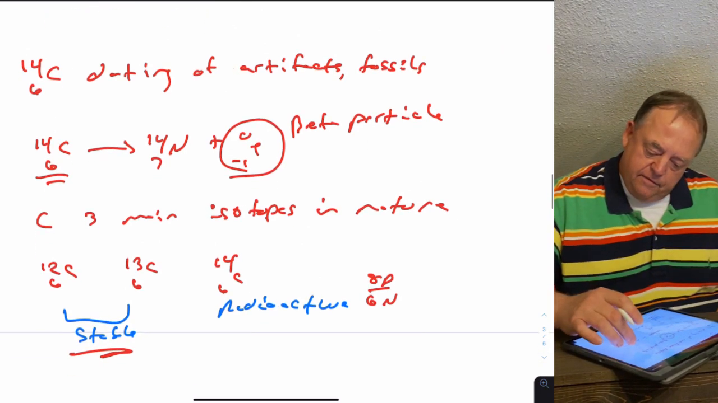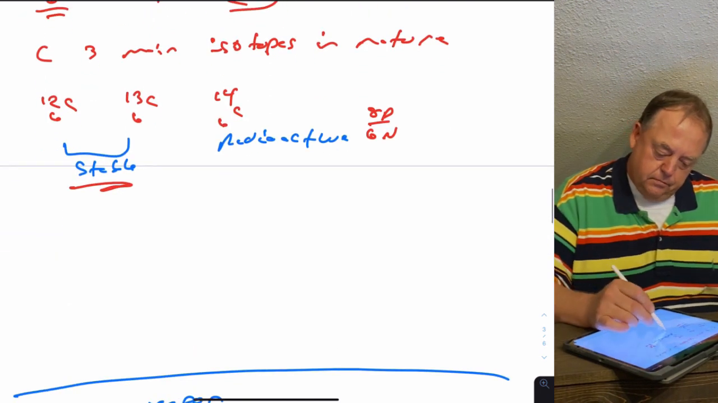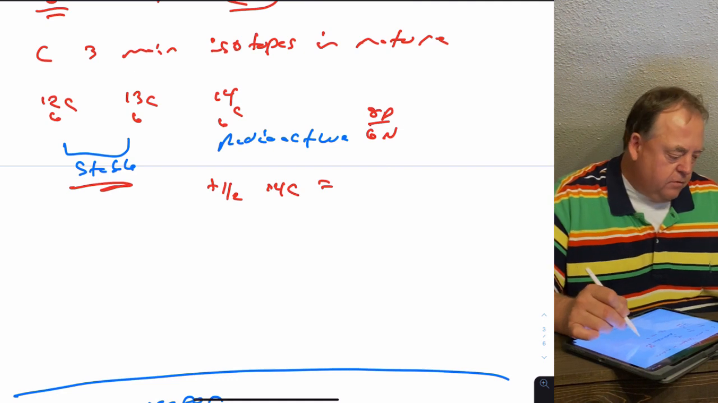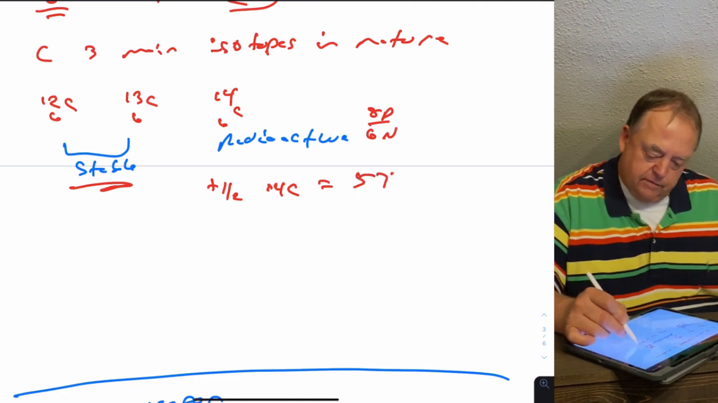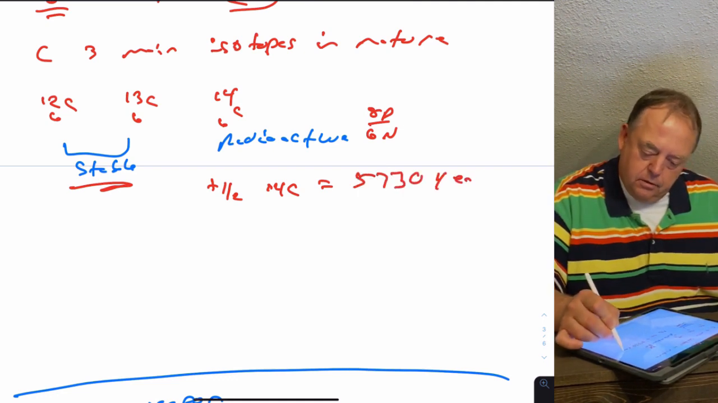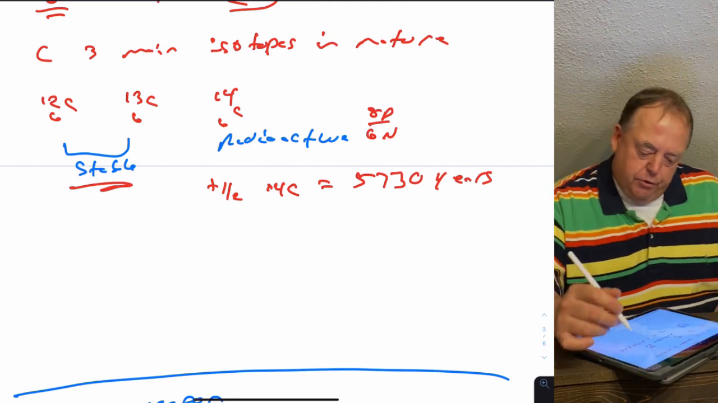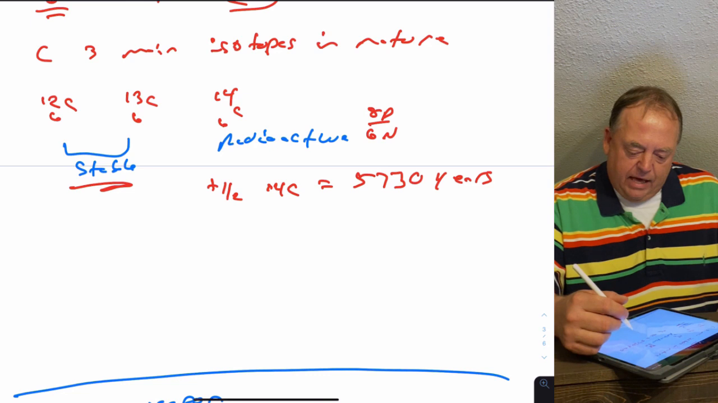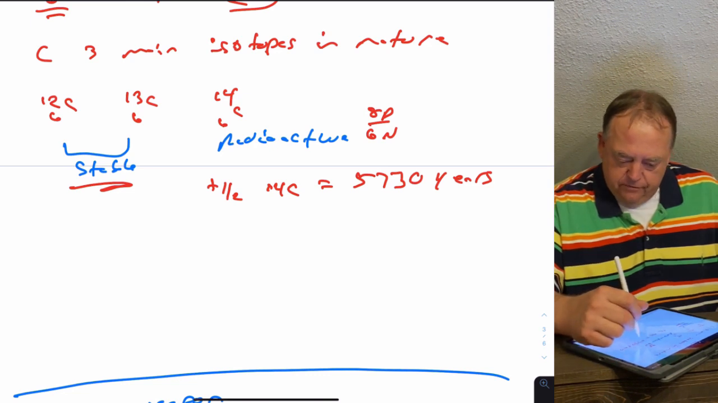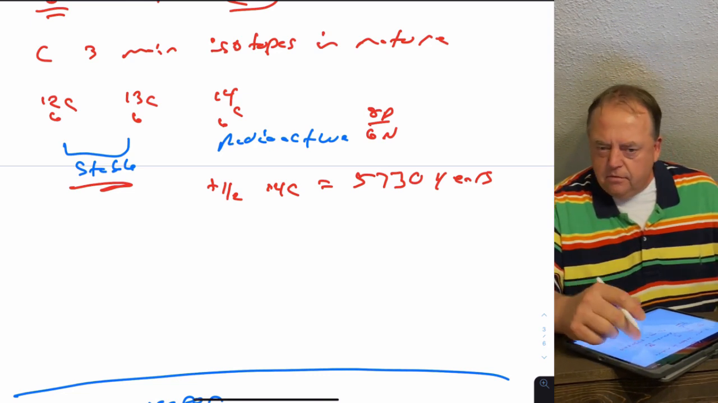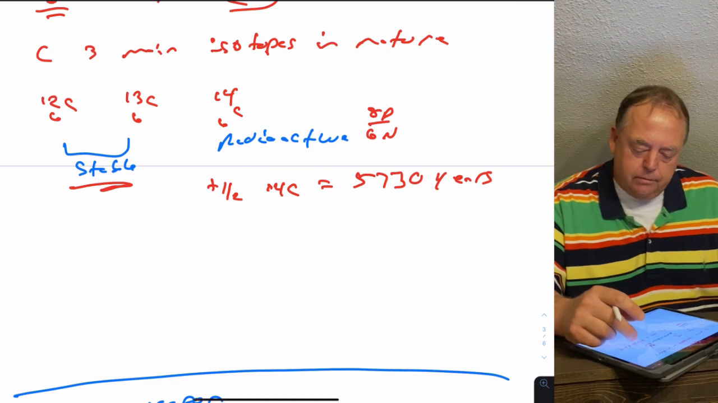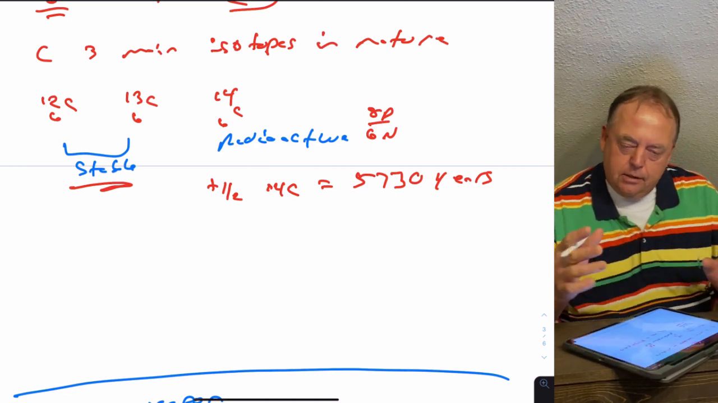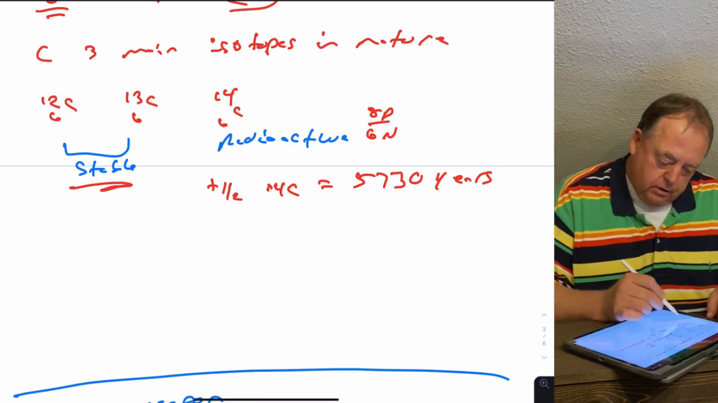Okay, so the half-life of carbon-14 is 5,730 years. So obviously you couldn't use it to date something that's really, really old, because after 5 half-lives, so 5 times 5,730, about 30,000 years, there's not much carbon-14 left. But it can be used to date something that's not that old. So how does this work?